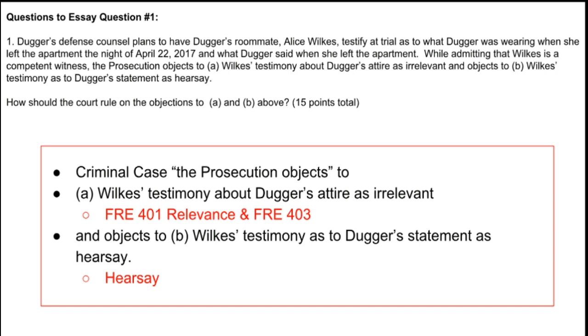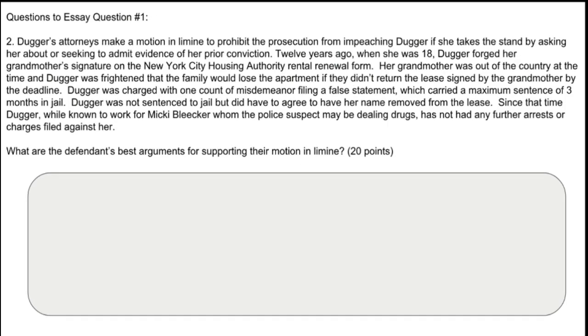So now, reading the fact pattern, we know we're reading for relevancy when we're talking about the attire. How is that relevant to this case? And then we're talking, number 2, hearsay. If we can get this statement in through a hearsay exception. Fine. So now if we were to go back into the fact pattern, we know we're looking for these 2 things. But why stop here? Because there are 3 questions with this first essay. So let's look at question 2.